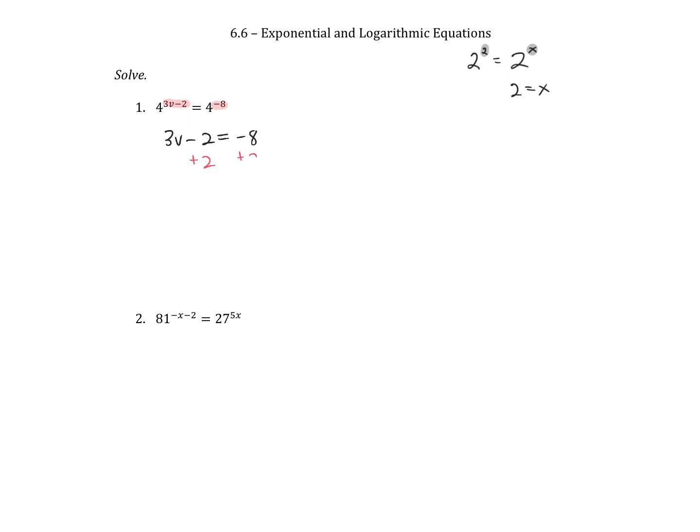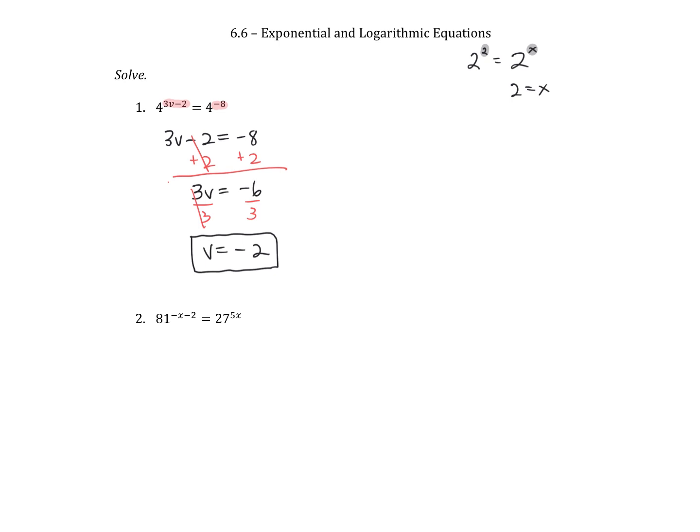So we're going to add 2 to both sides. So we will have 3v is equal to negative 6. Then we need to divide by 3. And so v equals negative 2. Okay, if you want to check your work, you can. You can plug in the negative 2 for the v, and you will see that you get 4 to the negative 8 equals 4 to the negative 8. There's your answer.